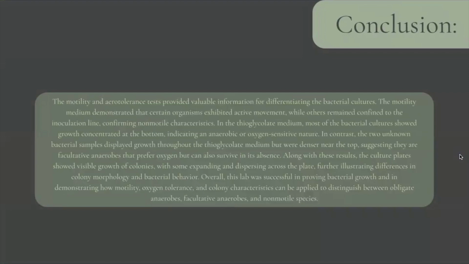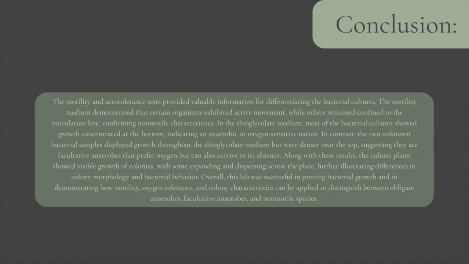Conclusion. The motility and air tolerance test provided valuable information for differentiating the bacterial cultures. The motility medium demonstrated that certain organisms exhibited active movement while others remained confined to the inoculation line, confirming non-motile characteristics. In the thioglycolate medium, most of the bacterial cultures showed growth concentrated at the bottom, indicating an anaerobic or oxygen-sensitive nature. In contrast, the two unknown bacterial samples displayed growth throughout the thioglycolate medium, but were denser near the top, suggesting they were facultative anaerobes that prefer oxygen but can also survive in its absence.